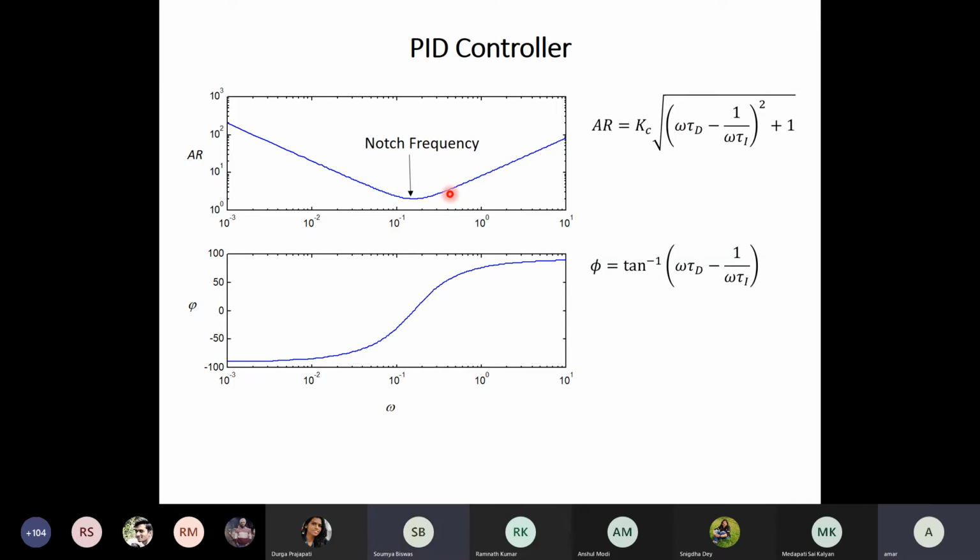Basically, what you have described for the system is the same thing as the PID controller. The notch frequency I am telling over here. So here it's called notch frequency, and in the PID controller it is also called the notch frequency, and the resonance frequency basically we use in case of a second order process. Okay. Yes. Thank you. So let's move forward.